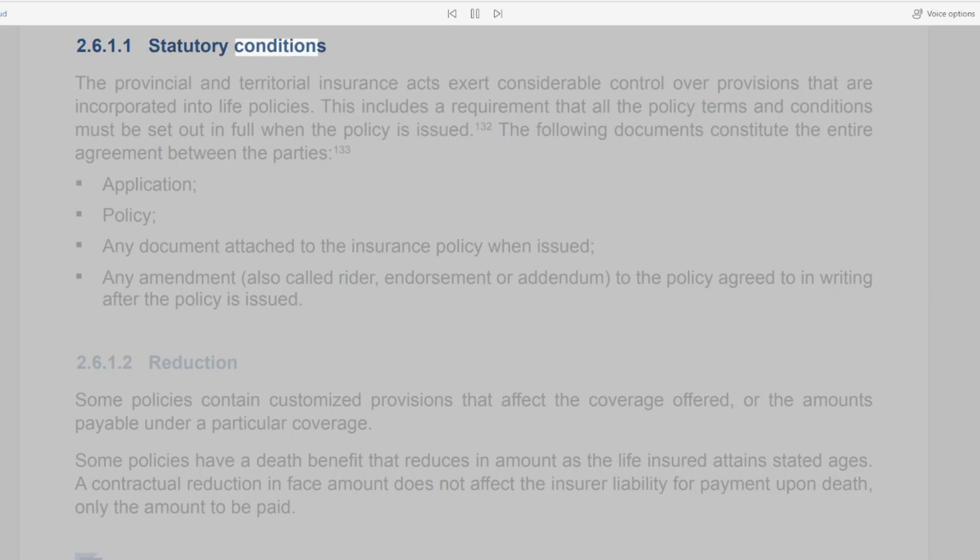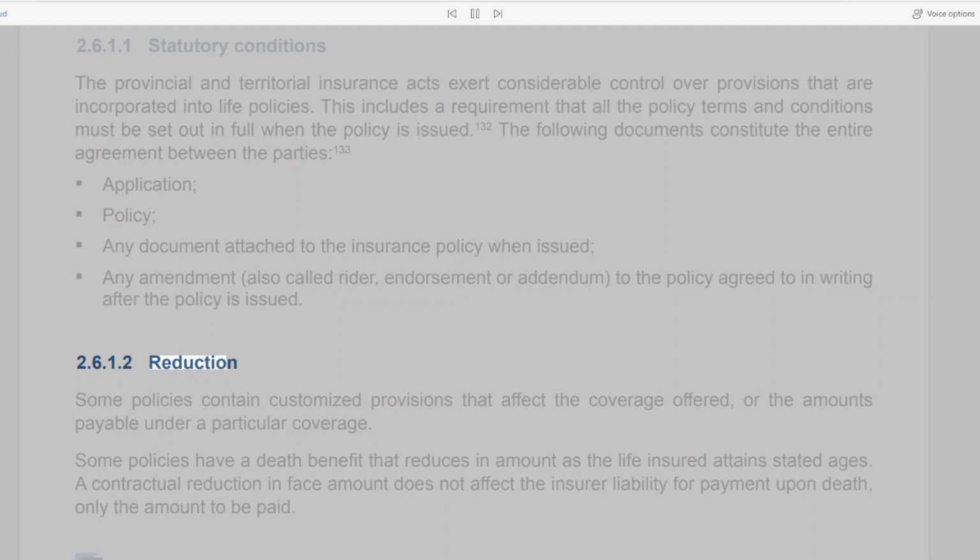2.6.1.1 Statutory conditions. The Provincial and Territorial Insurance Acts exert considerable control over provisions that are incorporated into life policies. This includes a requirement that all the policy terms and conditions must be set out in full when the policy is issued. The following documents constitute the entire agreement between the parties. Application. Policy. Any document attached to the insurance policy when issued. Any amendment, also called rider, endorsement, or addendum, to the policy agreed to in writing after the policy is issued.